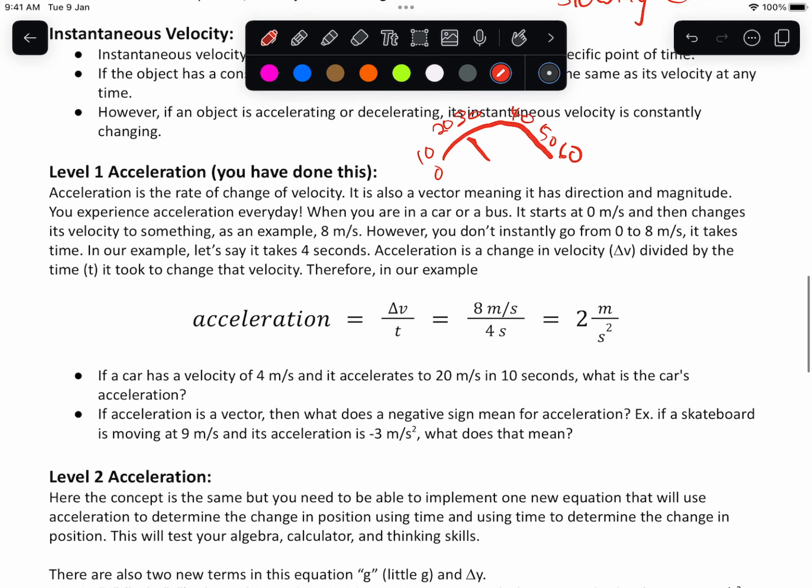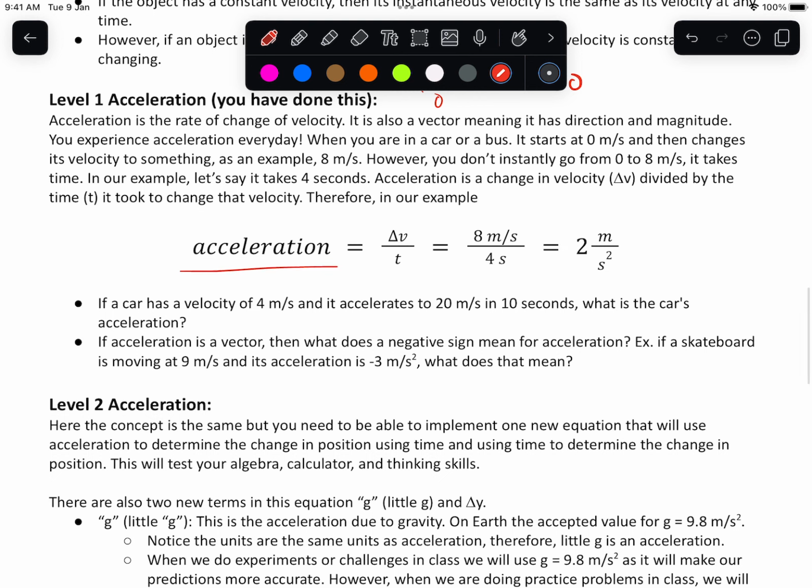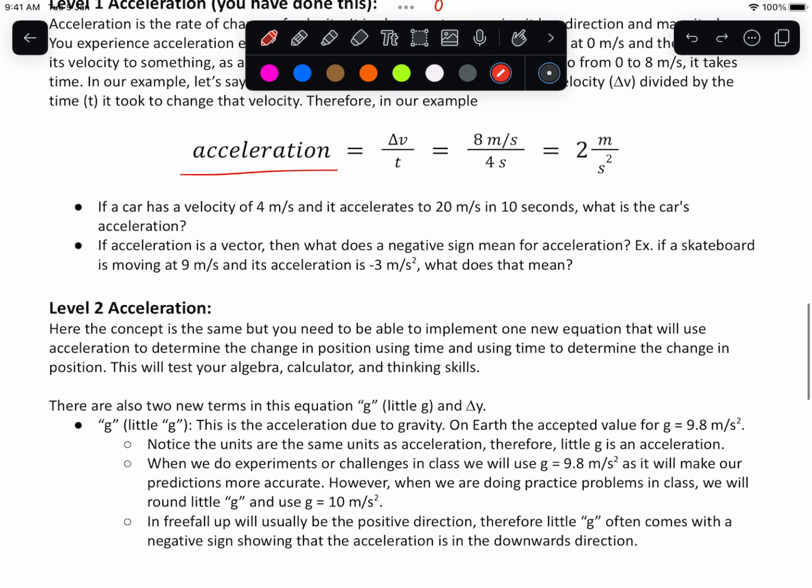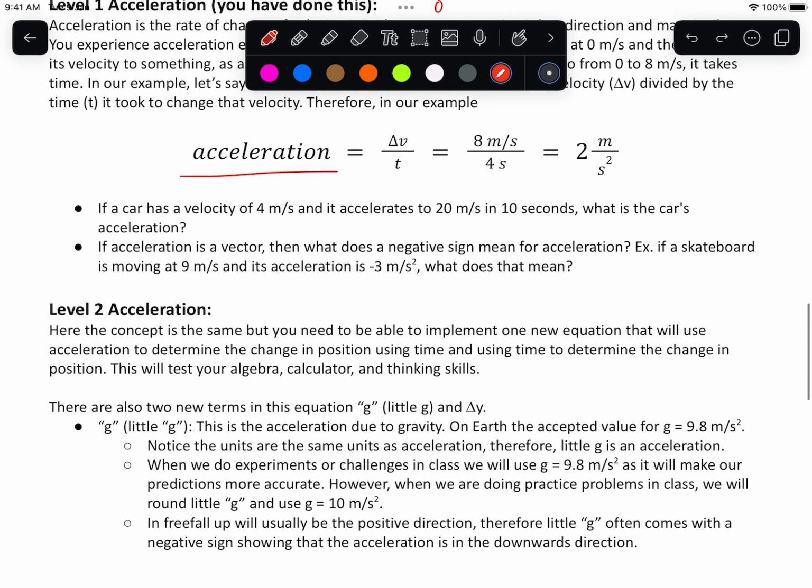Level 1, acceleration. So you've done this before. You guys have done acceleration equals change in velocity over time. 8 meters per second divided by 4 is 2 meters per second squared. Again, we have the squared in acceleration. So you guys have actually done all that.